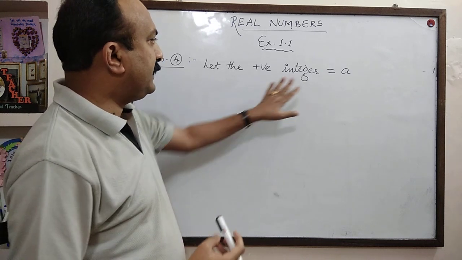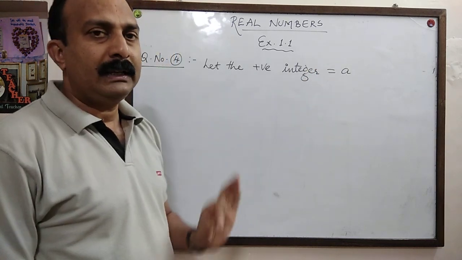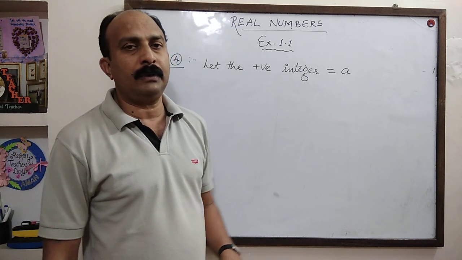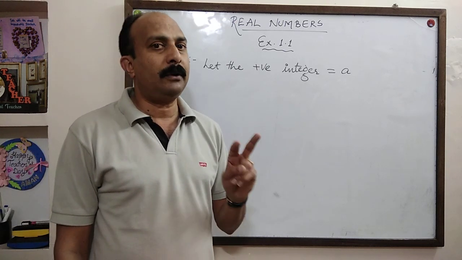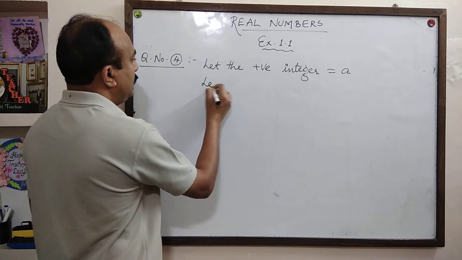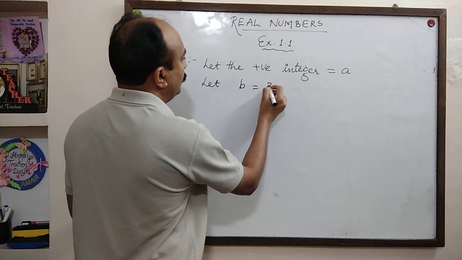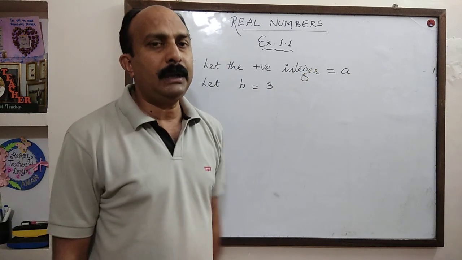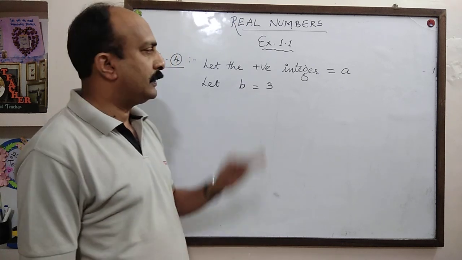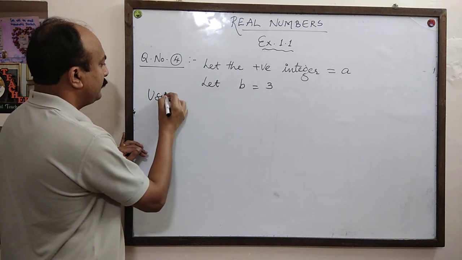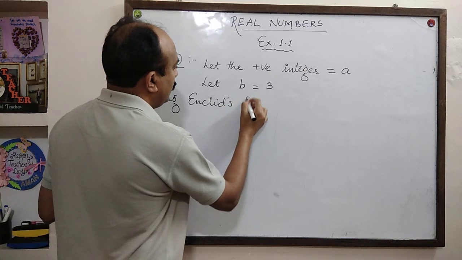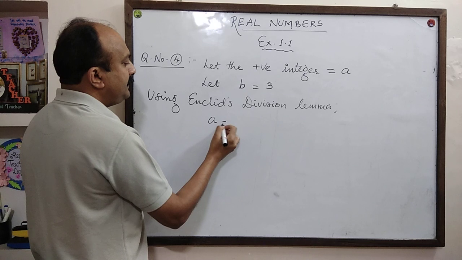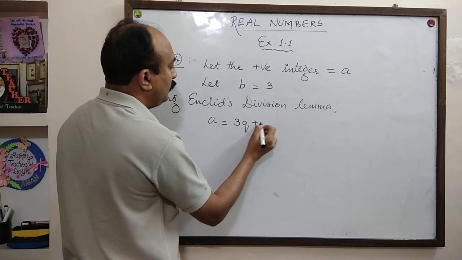Now we are asked to represent the square of this positive integer in the form of 3m or 3m plus 1. So after looking at that 3m or 3m plus 1, I am taking the second integer, that is b, as 3. So let the second integer b be equal to 3. In the previous class we have studied that for any two integers there exist two more unique integers q and r such that a is equal to bq plus r. So using the same Euclid's division lemma, now we can write a is equal to bq plus r, that is 3q plus r.